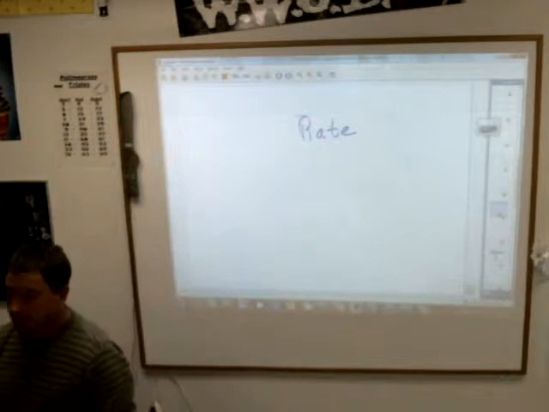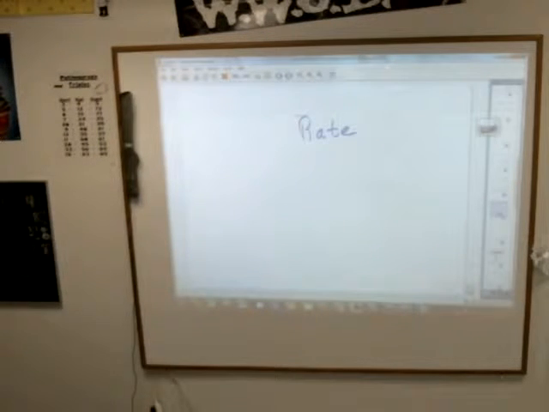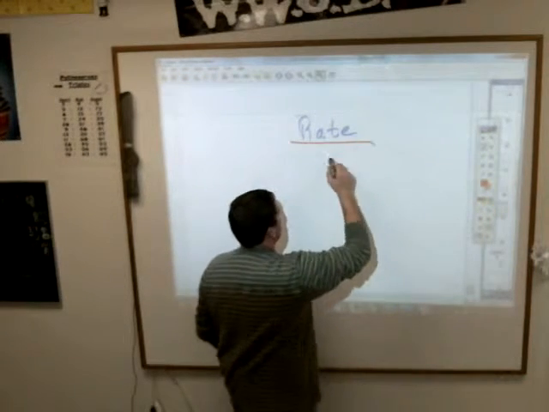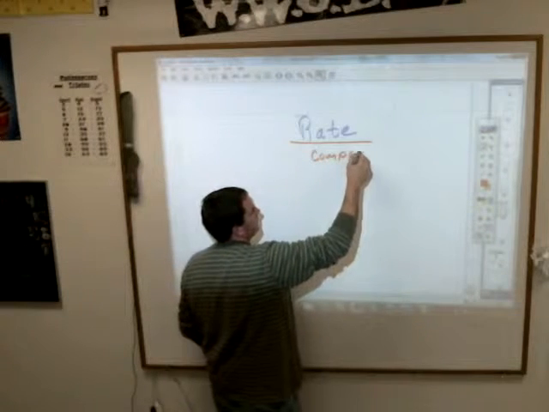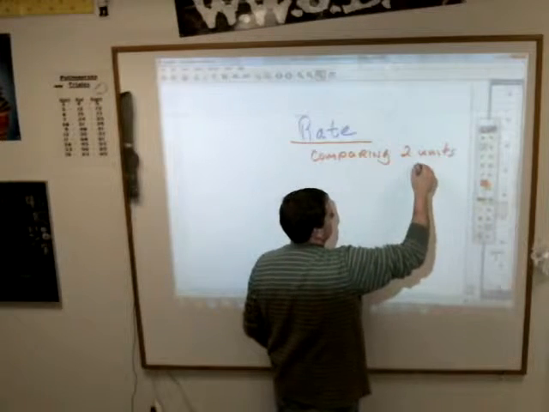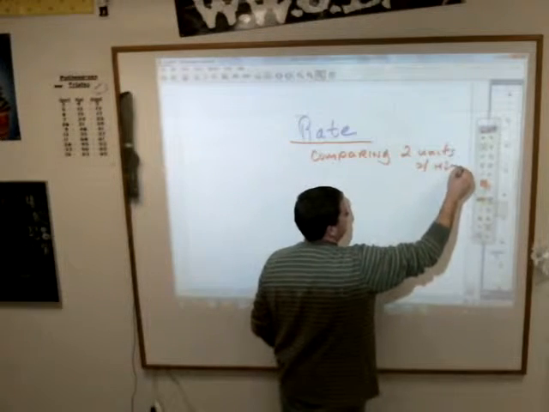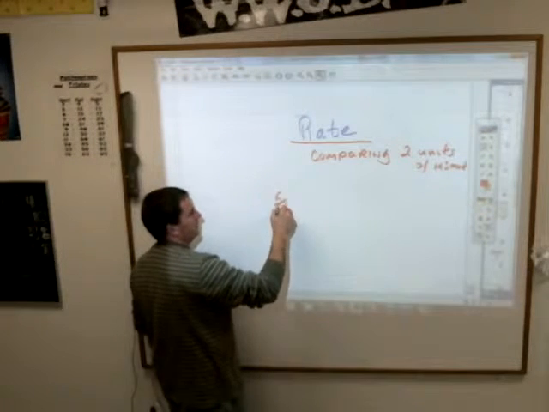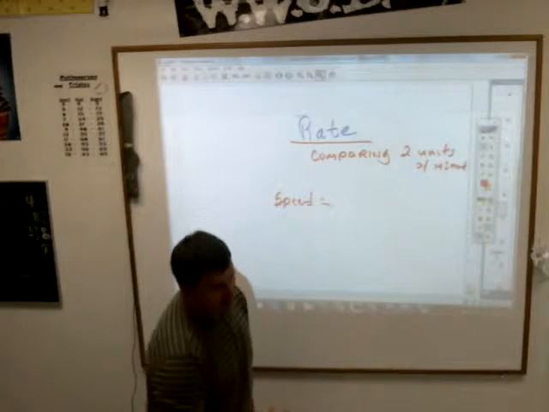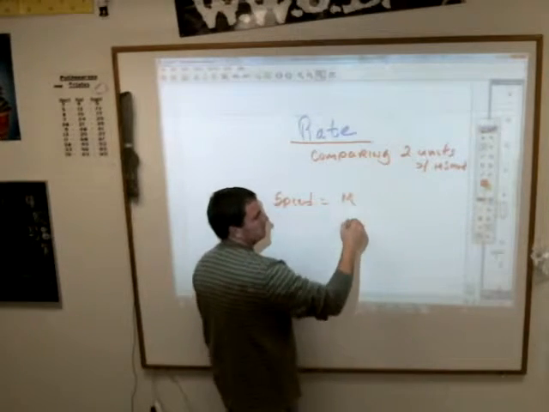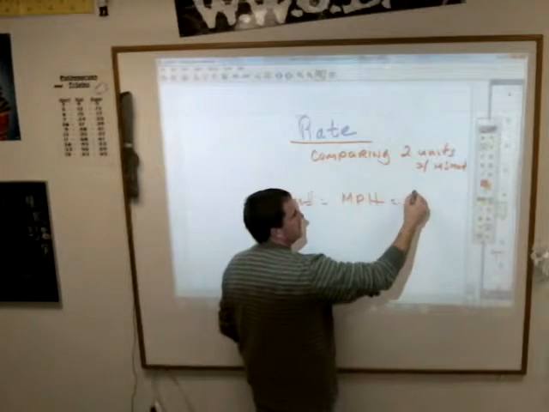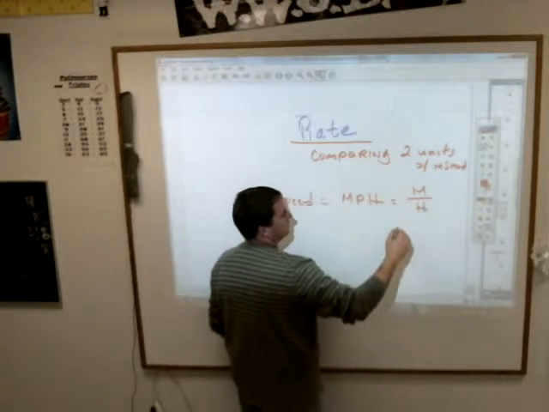Yeah. And remember, what is rate? Rate is, generally speaking, comparing two units of measurement. For example, speed is a rate, because what are we comparing when you talk about speed? You're comparing miles to mph, miles per hour, which means this, miles per hour.